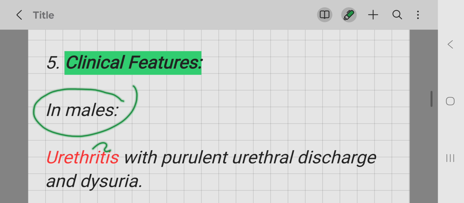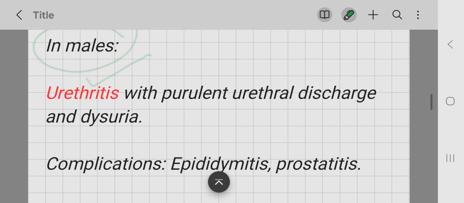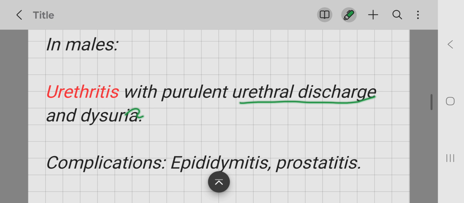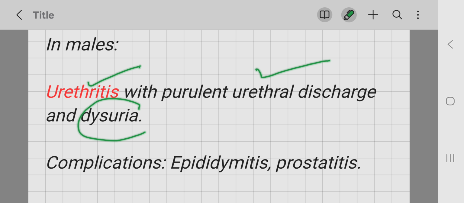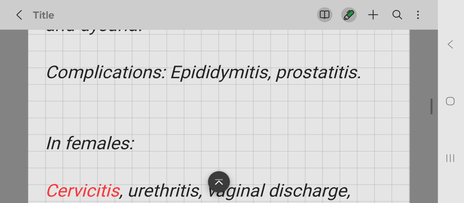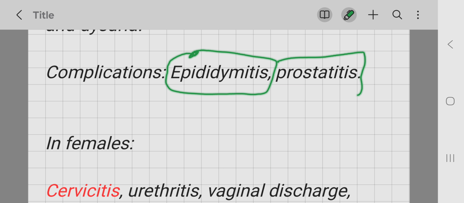In the case of males, males have a urethra, so urethritis, purulent urethral discharge, and dysuria are observed. So when there is infection of the urethra, it is urethritis leading to urethral discharge and dysuria. Complications. It can also cause epididymitis and prostatitis and even lead to infertility.